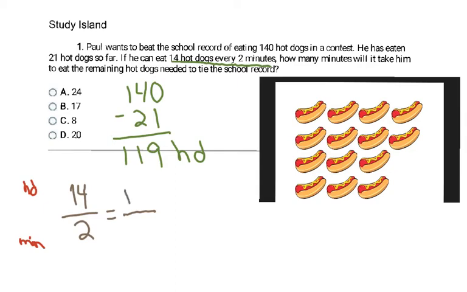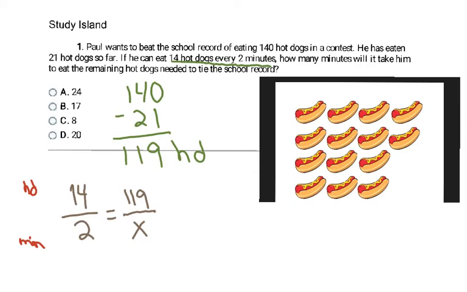So I have 119 hot dogs left. Because I put the hot dogs on the top on the left, I have to put hot dogs on the top on the right. I have to keep everything consecutive and consistent. So 2 minutes, my time is on the bottom, and it's asking how many minutes. So that's what I'm looking for to solve. I'm just going to put my x in the bottom to represent what I'm solving for.